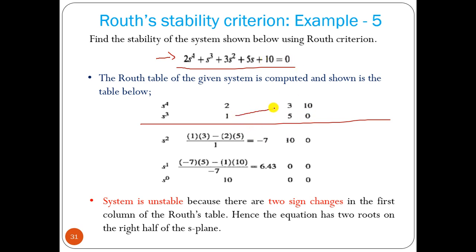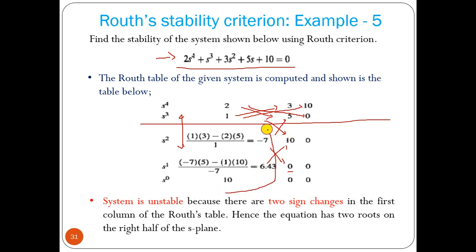Now we can calculate 1 into 3 minus 5 into 2 divided by 1. This is minus 7. Now 1 into 10 minus 2 into 0 divided by 1, that will be 10. Now we have to find the next row value taking the previous two rows into consideration. So minus 7 into 5 minus 10 divided by minus 7, we have this value. And this is 0, so it is 0 now. Now this one into 10 minus 0 divided by 6.43, that will be 10.